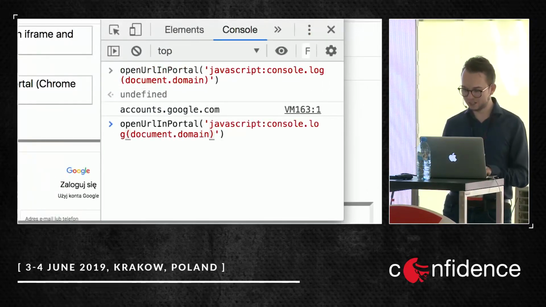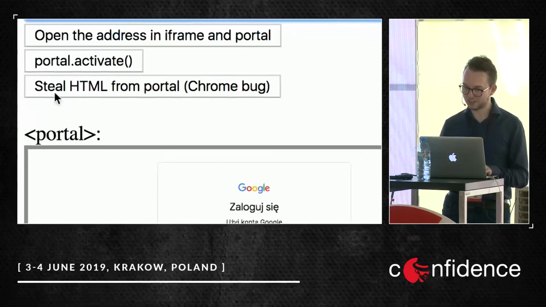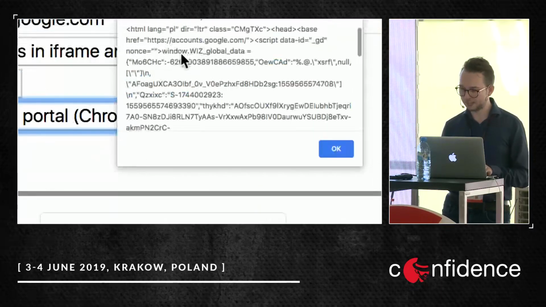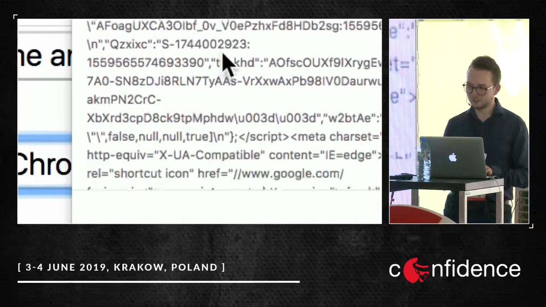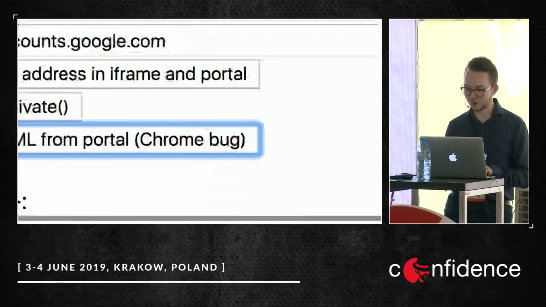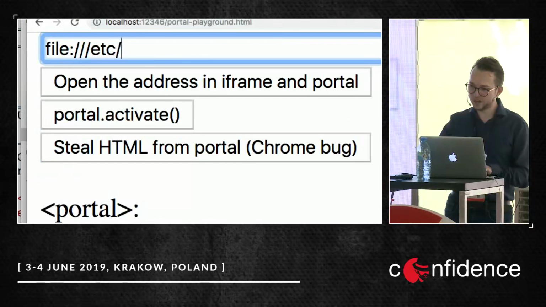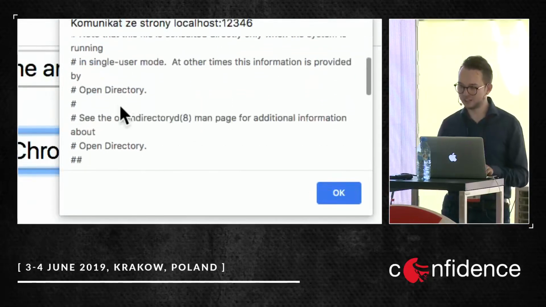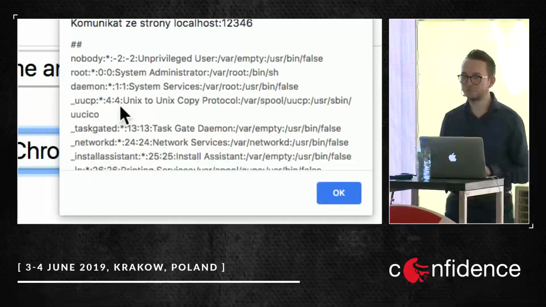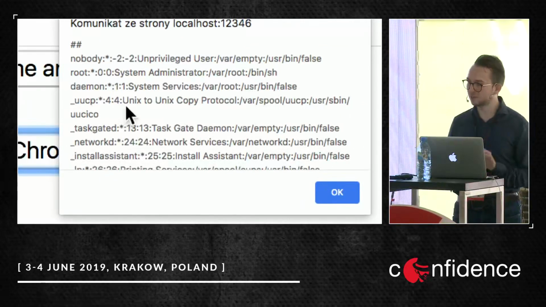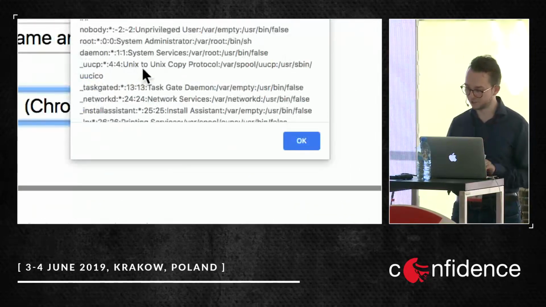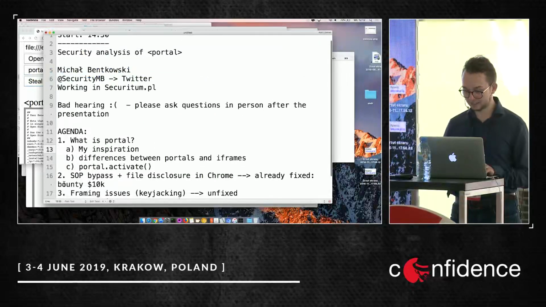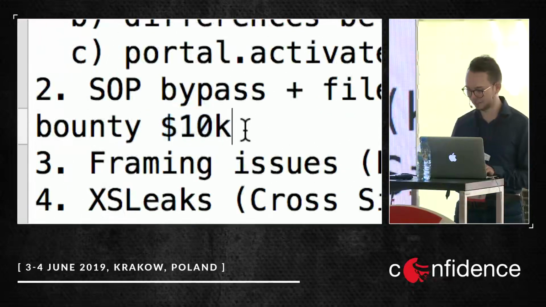And what is also more interesting is that I have a button here, steal HTML from Portal. This is a bug in Chrome that is already fixed, by the way. And I am just able to steal any data from, as you can see, accounts.google.com. But I am not only able to steal data from other domains, I can also run the file protocol. And then when I try to steal HTML, I can also steal the file contents. So this was a bug that made it possible to bypass same origin policy, as well as to read arbitrary files on the disk of the user. And this was a bug that I reported like 3 weeks ago to Google, and it was already fixed, and it was given a pretty nice bounty because it was $10,000.